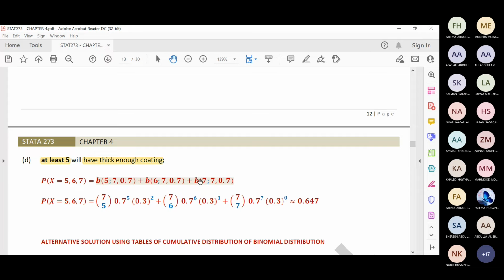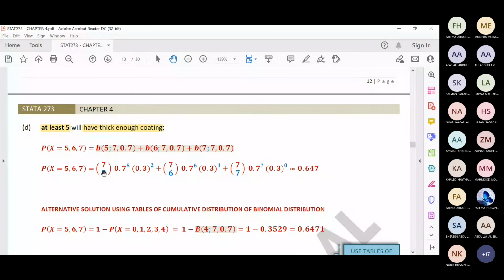Third, we will replace x with 7 and then add them. So it is just using the formula 3 times. It is not long. I would say 7 selection 5, p to the power 5, the complement of p to the power of the difference between these two. And then plus 7 selection 6, 0.7 to the power 6, the complement of 0.7, which is 0.3, to the power of the difference between these two numbers.